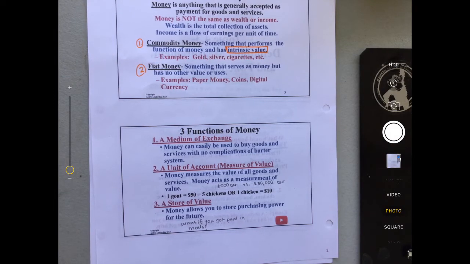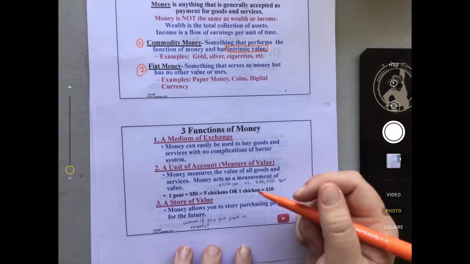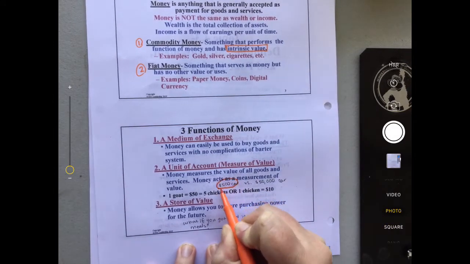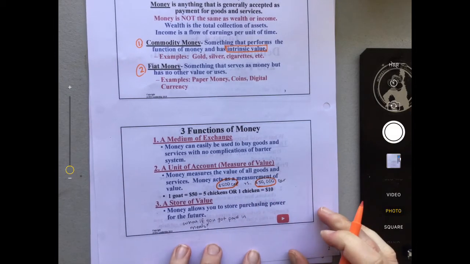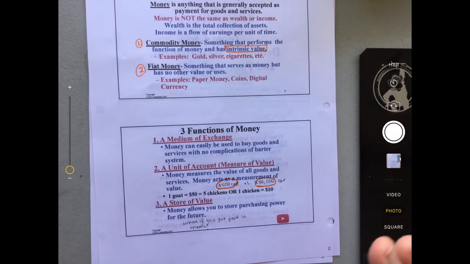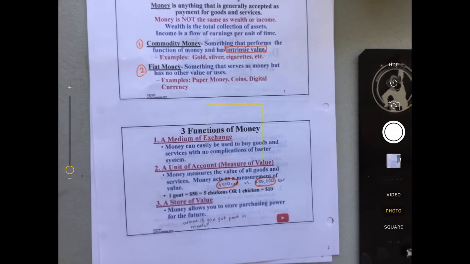Money also functions as a unit of account, which essentially means it's a measure of value. So money measures the value of all goods and services. Money acts as a measurement of value. We know what the going rate for tutoring is, or the going rate for babysitting. You would know, okay, what is the difference between a $500 car versus a $50,000 car? That gives you a sense of what this is worth.